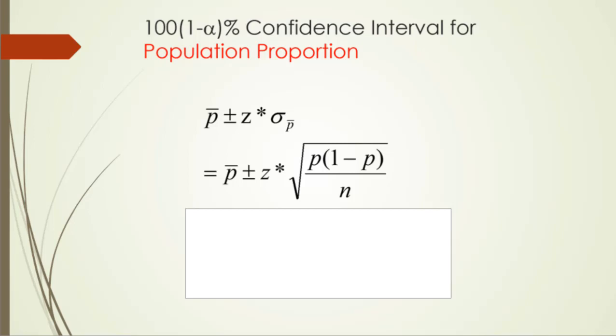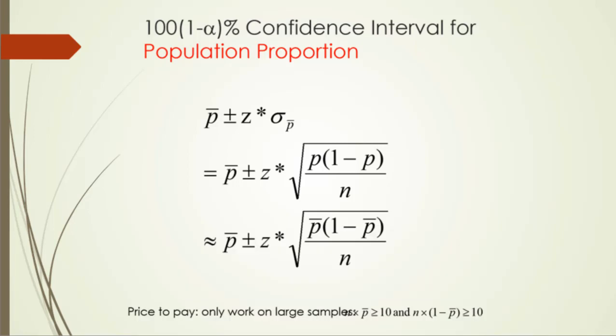It is also worth noting that we use z multiplier here for population proportion confidence interval estimations. Because we do not have the population proportion P, but only the sample proportion P bar, we would have to approximate P in the formula by P bar.